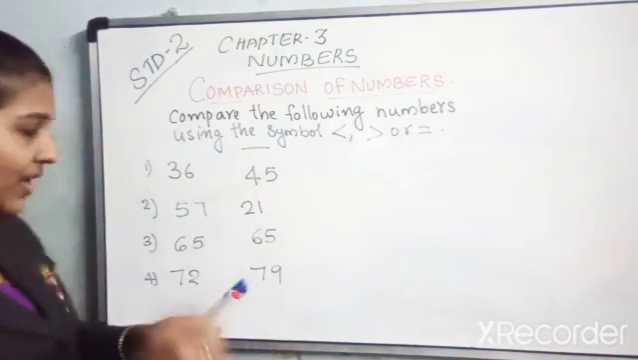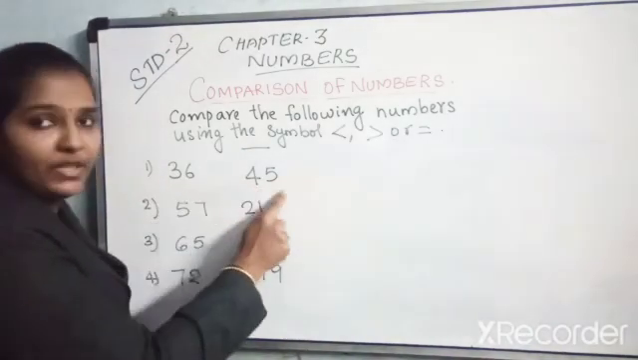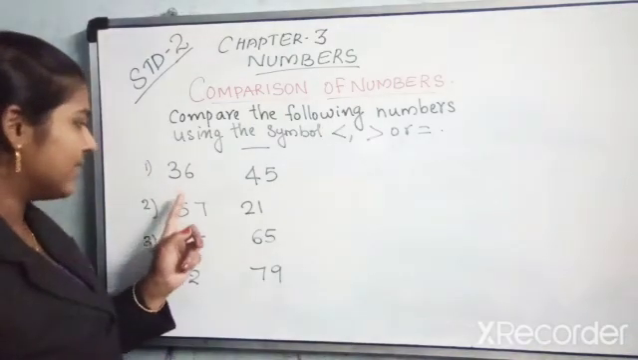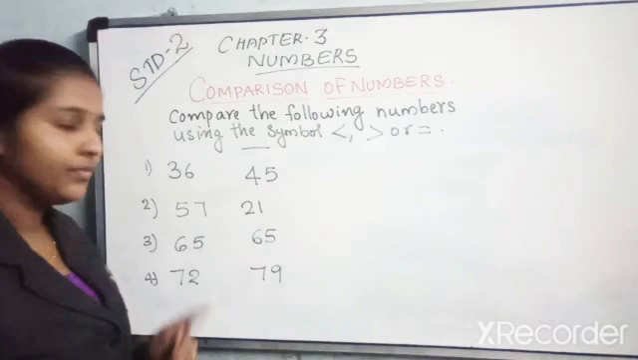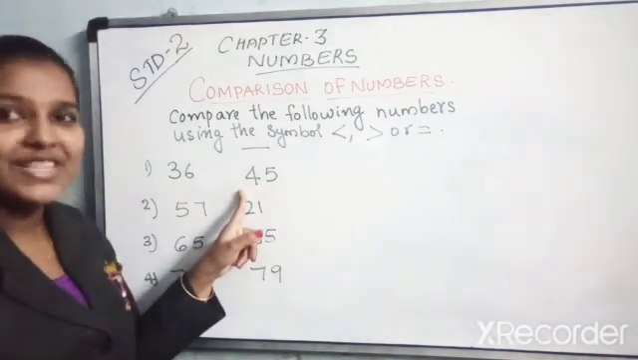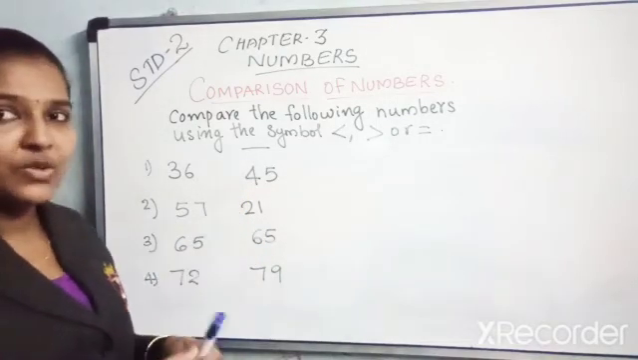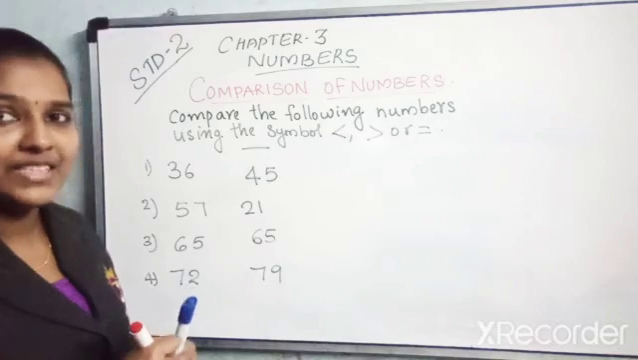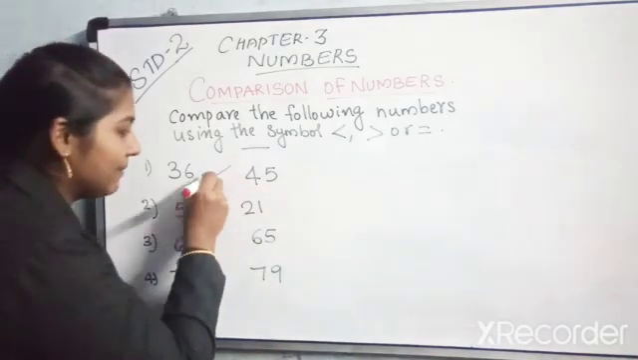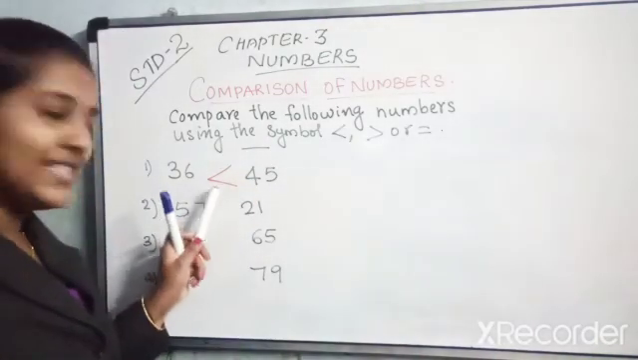Okay, always remember, the hungry alligator always opens his mouth towards the larger number. So look at the numbers given here. 36 and 45. These are the two numbers. So tell me children, which one is greater here? 36 or 45? Yes, 45 is the greater number, isn't it? So our hungry alligator will open his mouth towards 45. So the symbol here is less than.